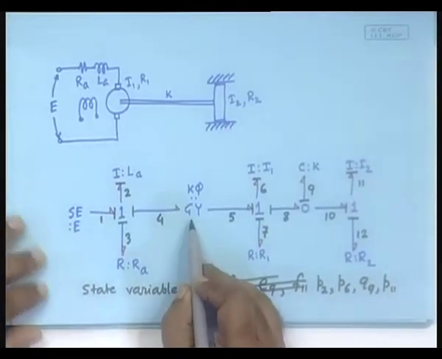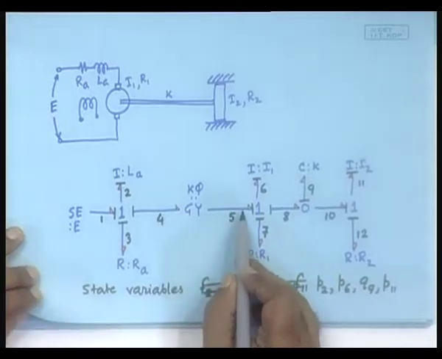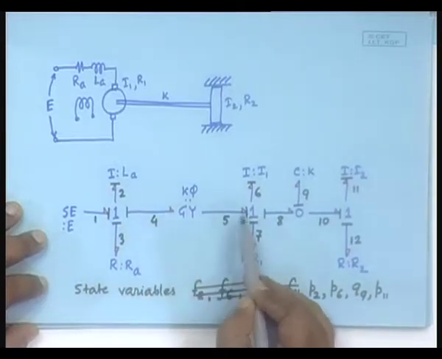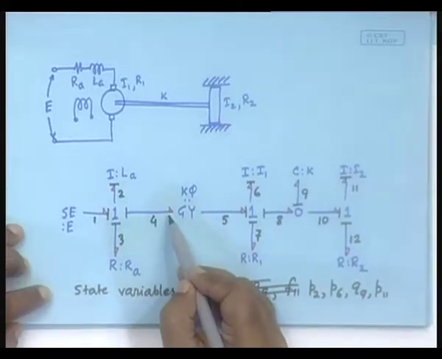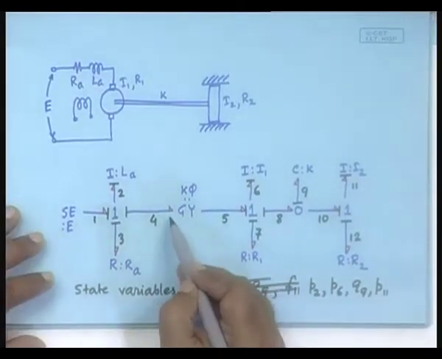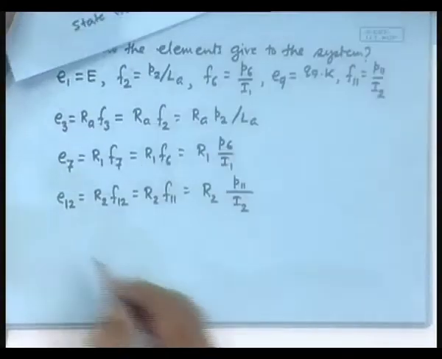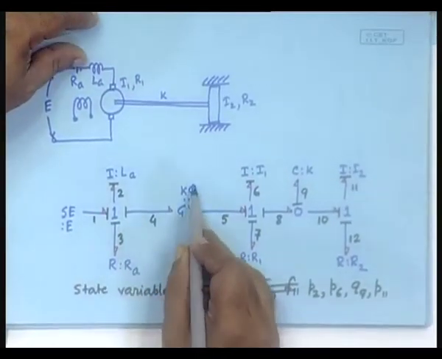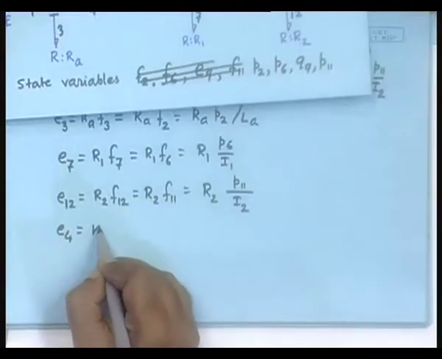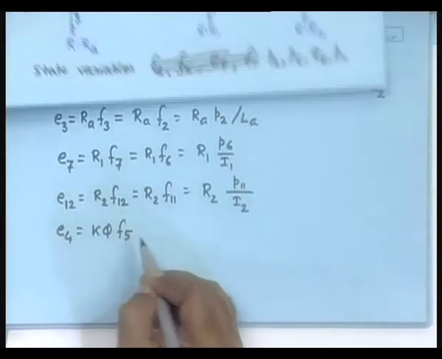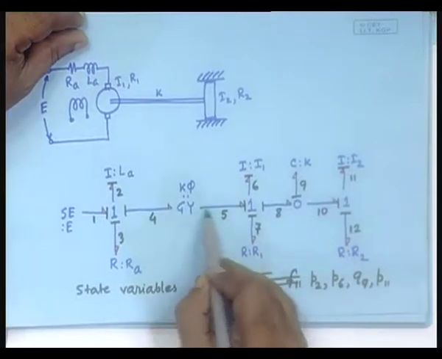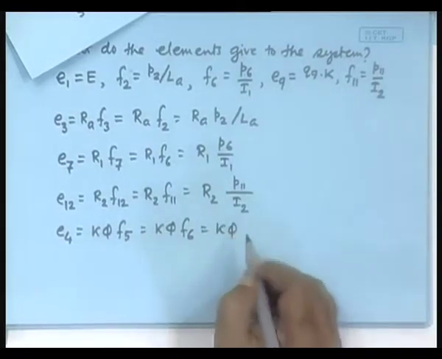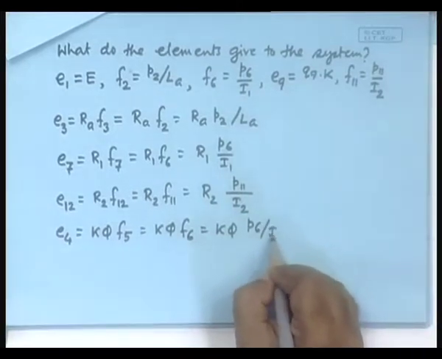No, not really, because the gyrator element also gives something to the two sides. Let us take stock of that. What does the gyrator element give to this side? Effort, E4. So, E4 is K phi times F5, and F5 comes from F6. F6 is P6 by I1.